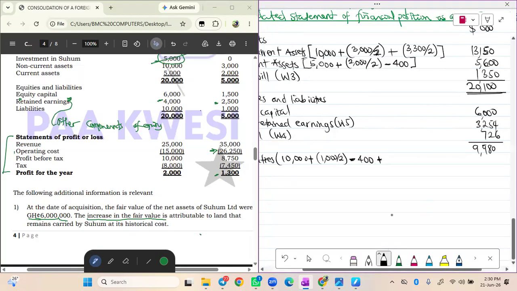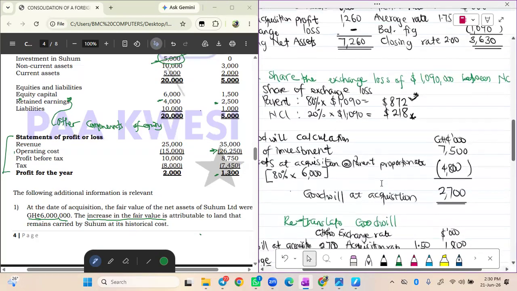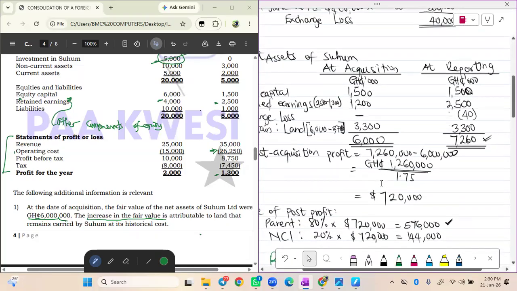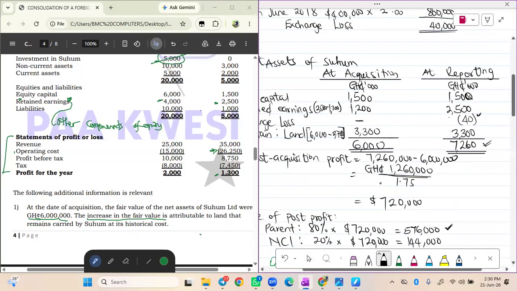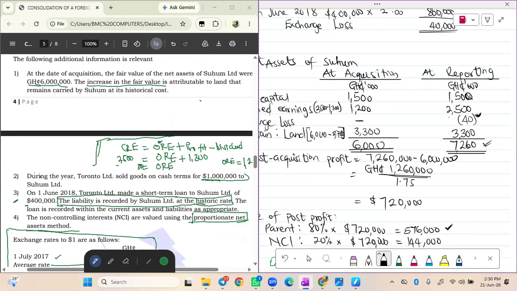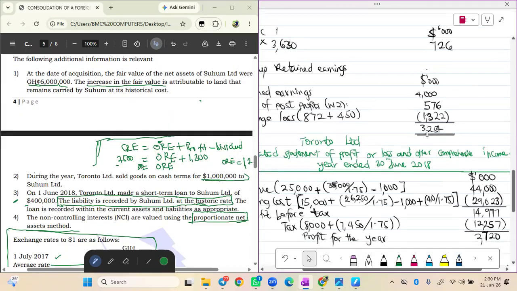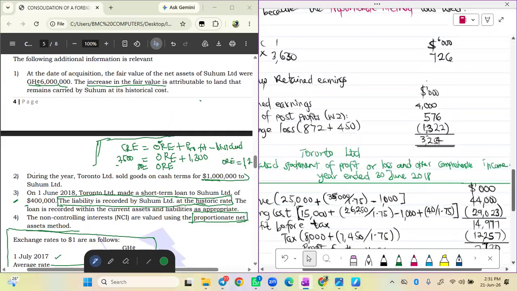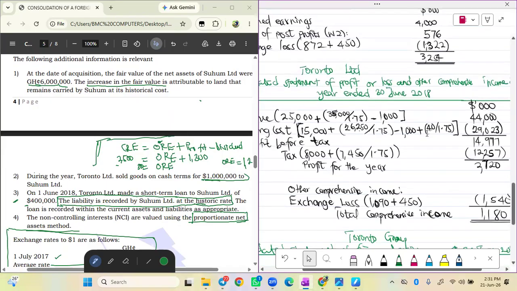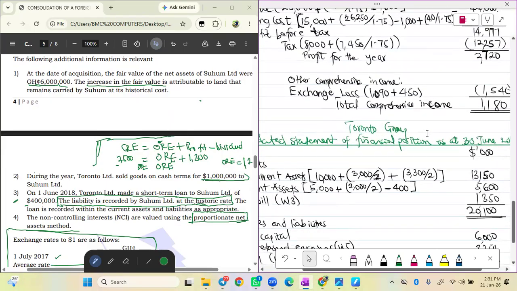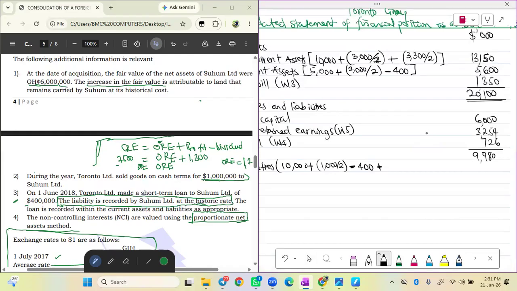You see the loan of 400, this one, the 40, we recorded it as a loss to the parent. So it should be a liability. They even said it here, it is recorded in the liability. The liability is recorded by Sum Limited at the historic rate. So it's recorded in what? Sum's liability. So if you are consolidating, add that exchange loss. That exchange loss was not due to retranslation. It was as a result of what? The loan acquired from the parent. So it was 40,000. And that one was in cedis. So we translate that one.